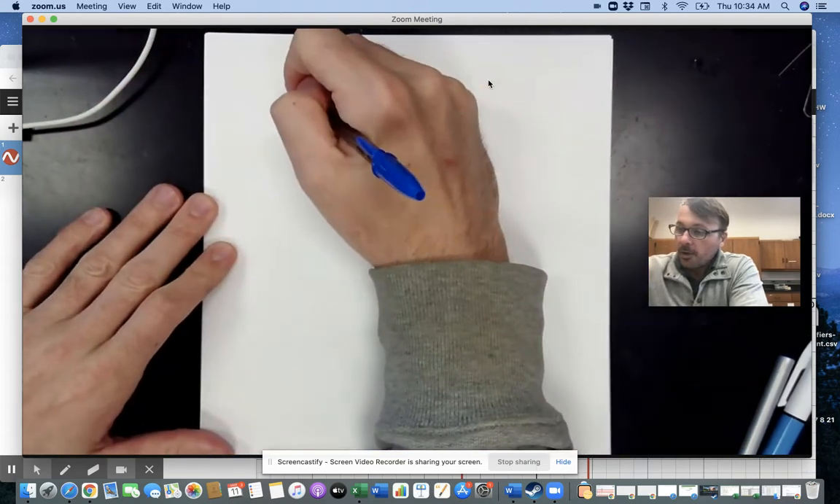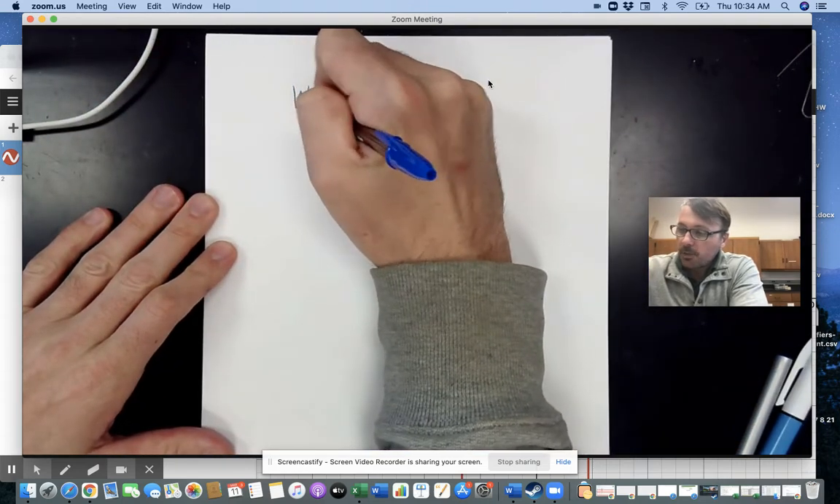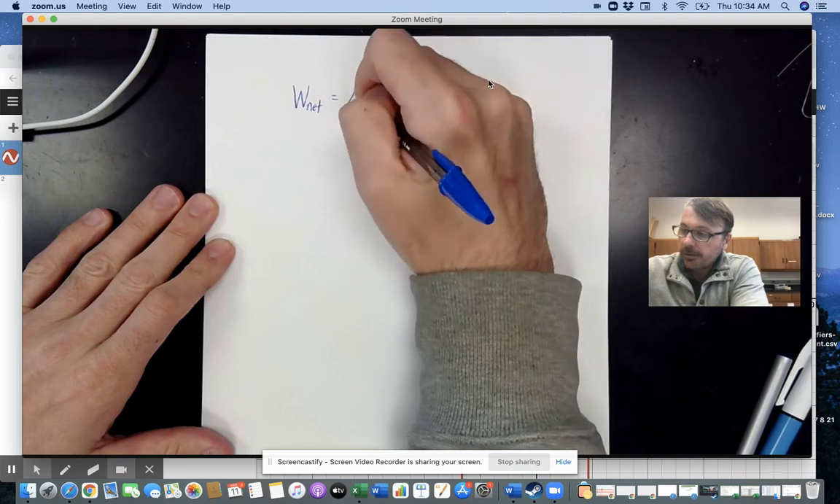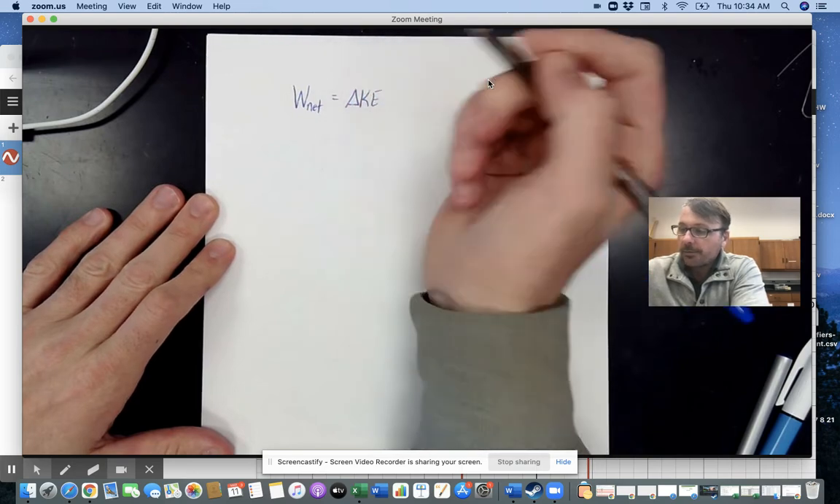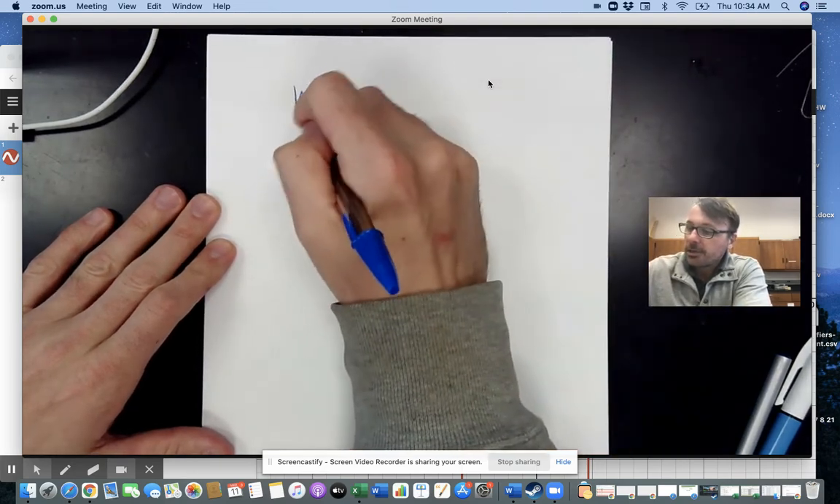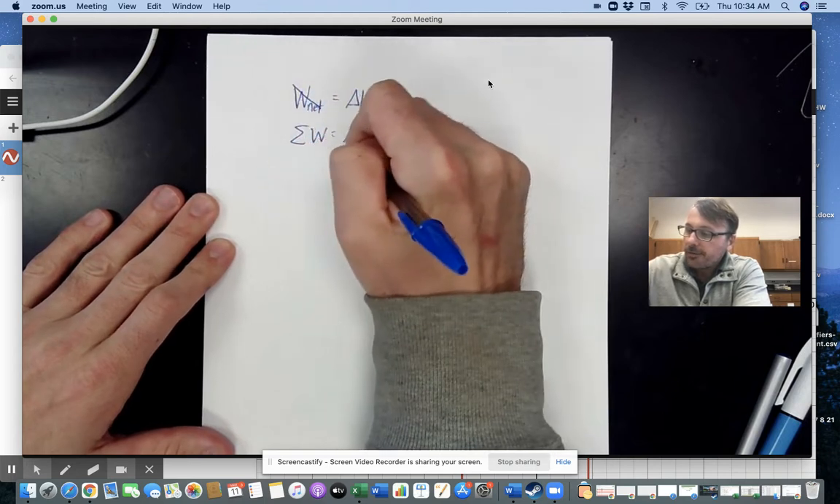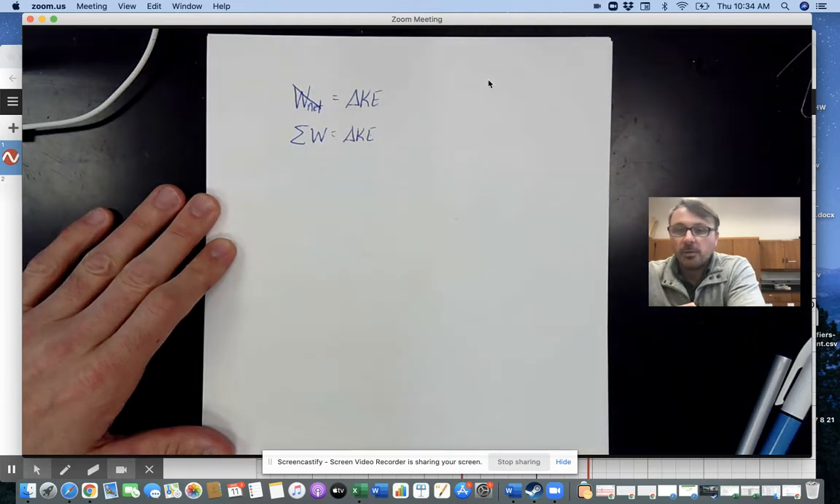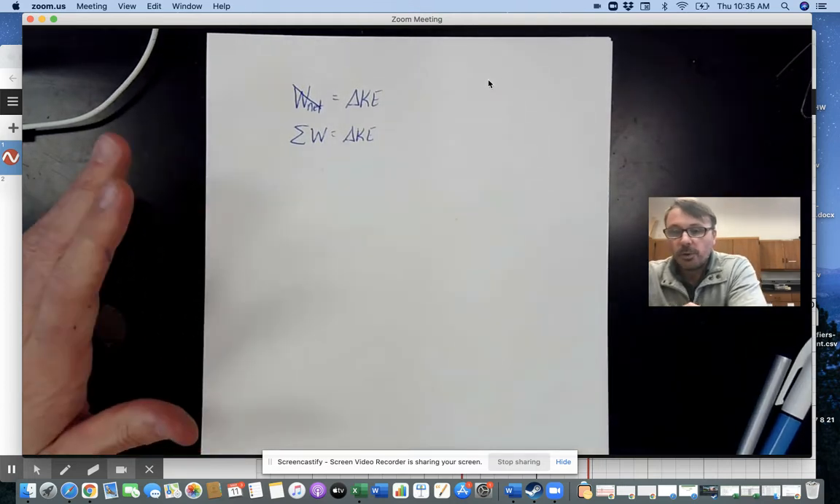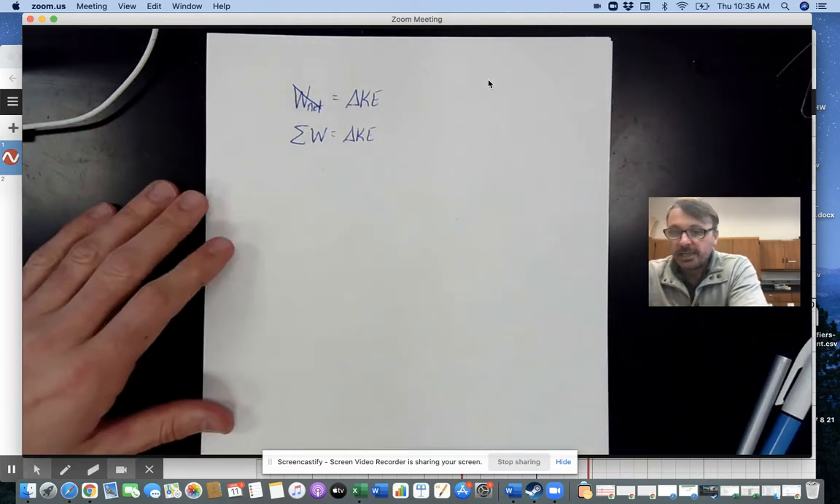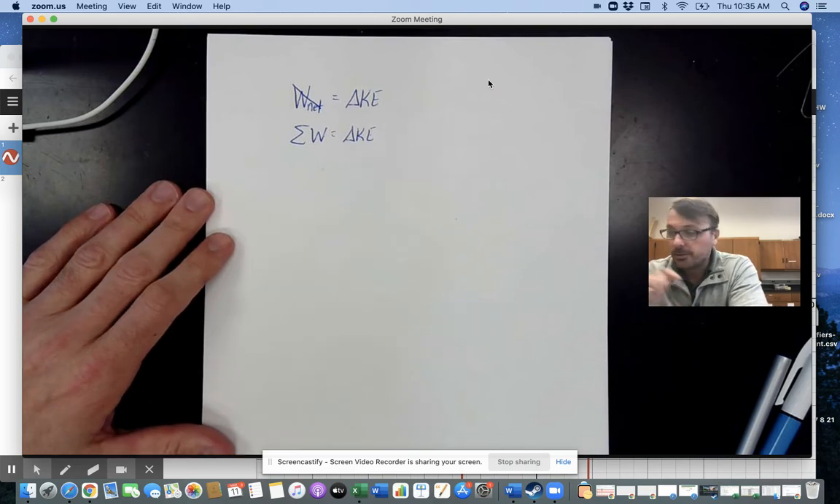bring everything together. From chapter 7, work net is equal to delta KE, right? So I'm sorry, that is my 513 notation, excuse me. So we're using sigma W is equal to delta KE, right? So that we know, add up all the works between 2 points in space, that's equal to the change in kinetic energy of the object between those 2 points.